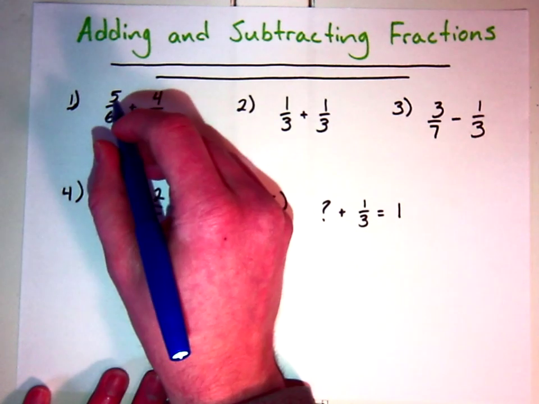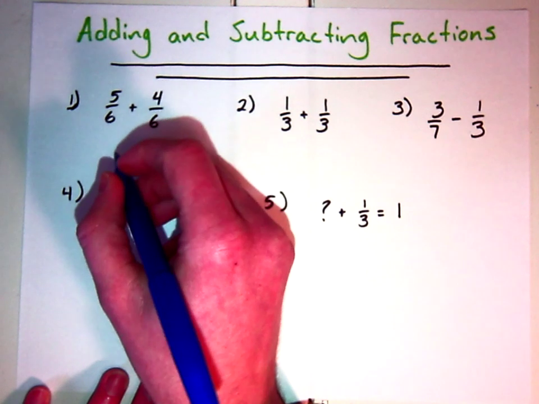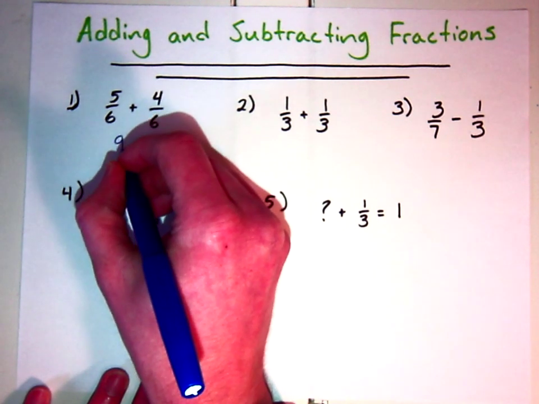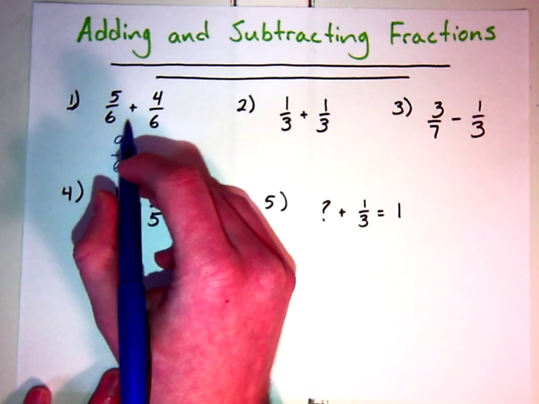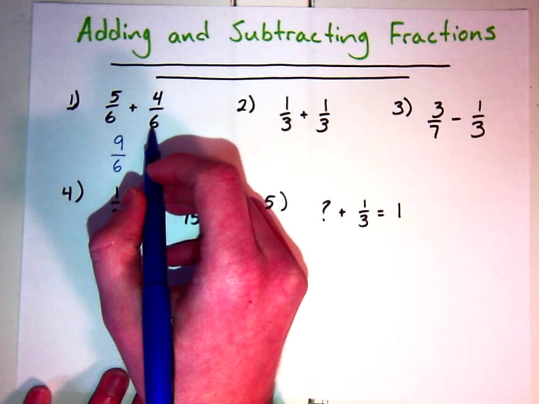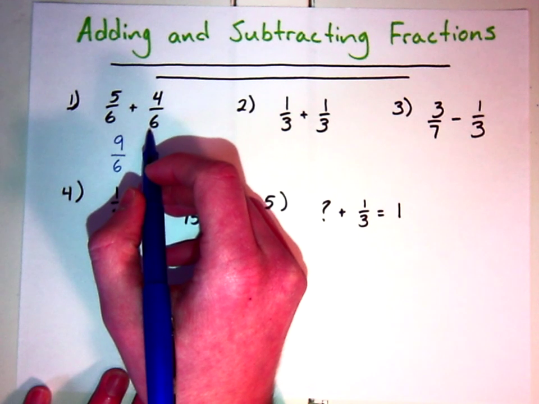So what we simply do is 5 plus 4. 5 plus 4 is 9, and then we get that over 6. We don't add the denominators. We don't say 6 plus 6 is 12. We keep the denominators the same.